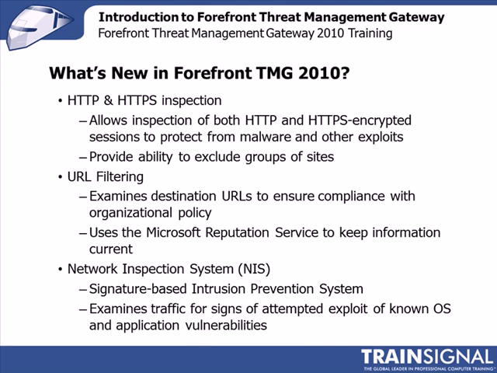Next, we have URL filtering. This examines destination URLs to ensure compliance with organizational policy. This also uses the Microsoft Reputation Service to keep information current. So if there are dangerous URLs out there that should not be visited, the URL filtering feature will stay up to date with Microsoft Reputation Services to make sure that users remain protected from the latest exploits.